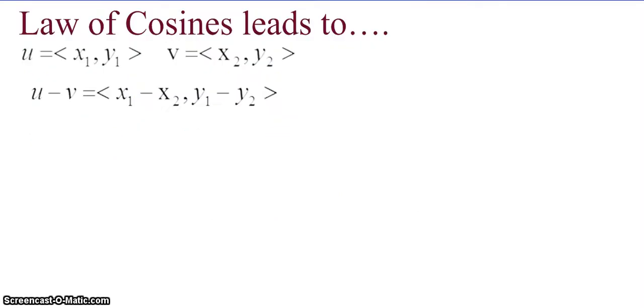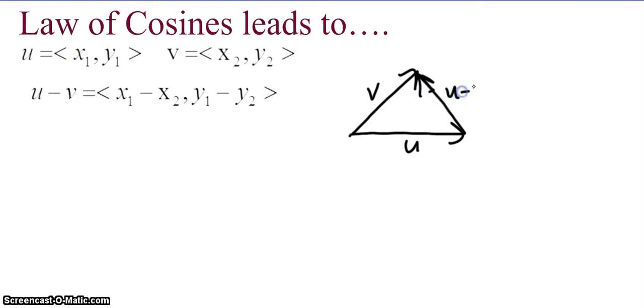Okay, before we get into the dot product, let's talk about the law of cosines real quick, because this is going to play into the dot product. Spoiler alert, sorry about that. So if I have some vector u and some vector v, and I want to find the vector u minus v, well, if I draw this picture, so let's say this is vector v, this is vector u, then vector u minus v would be this. And I could say this is some angle alpha.